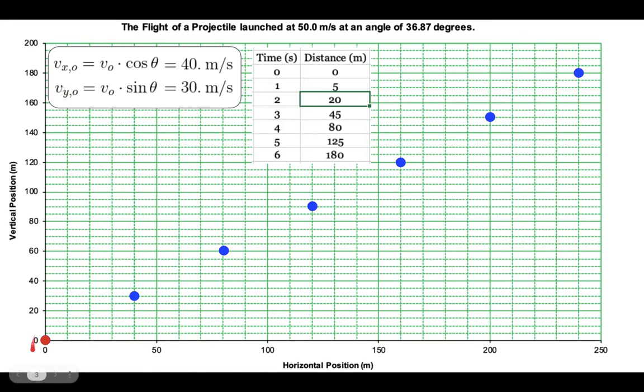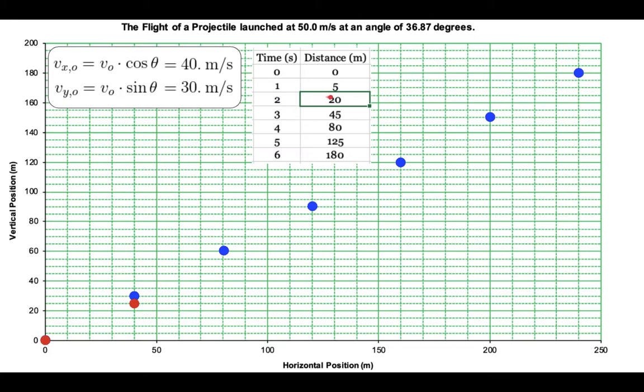Well, at the launch, it'll be right here, down in the bottom left corner. 1 second later, it will go over 40 meters. It would have gone up 30 meters, but because of gravity, it's going to come down 5 meters from where it was. So it's actually going to end up right here. Okay? So it would have been here. It's now 5 meters below.